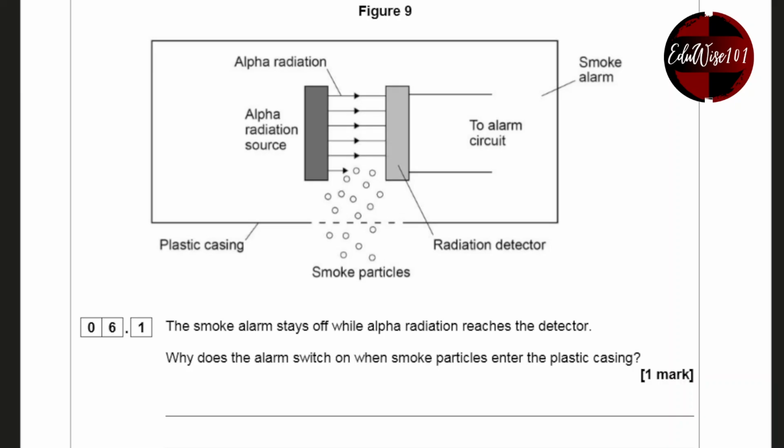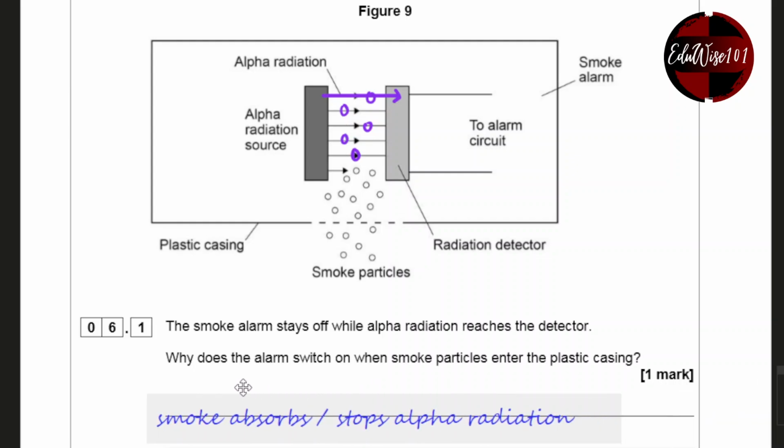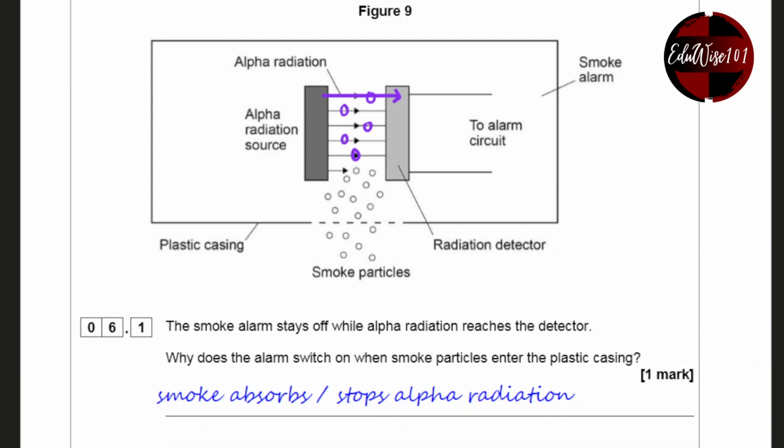Why does the alarm switch on when smoke particles enter the plastic casing? So if the radiation is going from the source to the alarm, that means it's switched off. As the particles move in between the source and the detector, the smoke particles will absorb the alpha radiation, and that means there is no more radiation coming into the detector that would trigger it off. So you could say the smoke particles stop or absorb the alpha radiation.